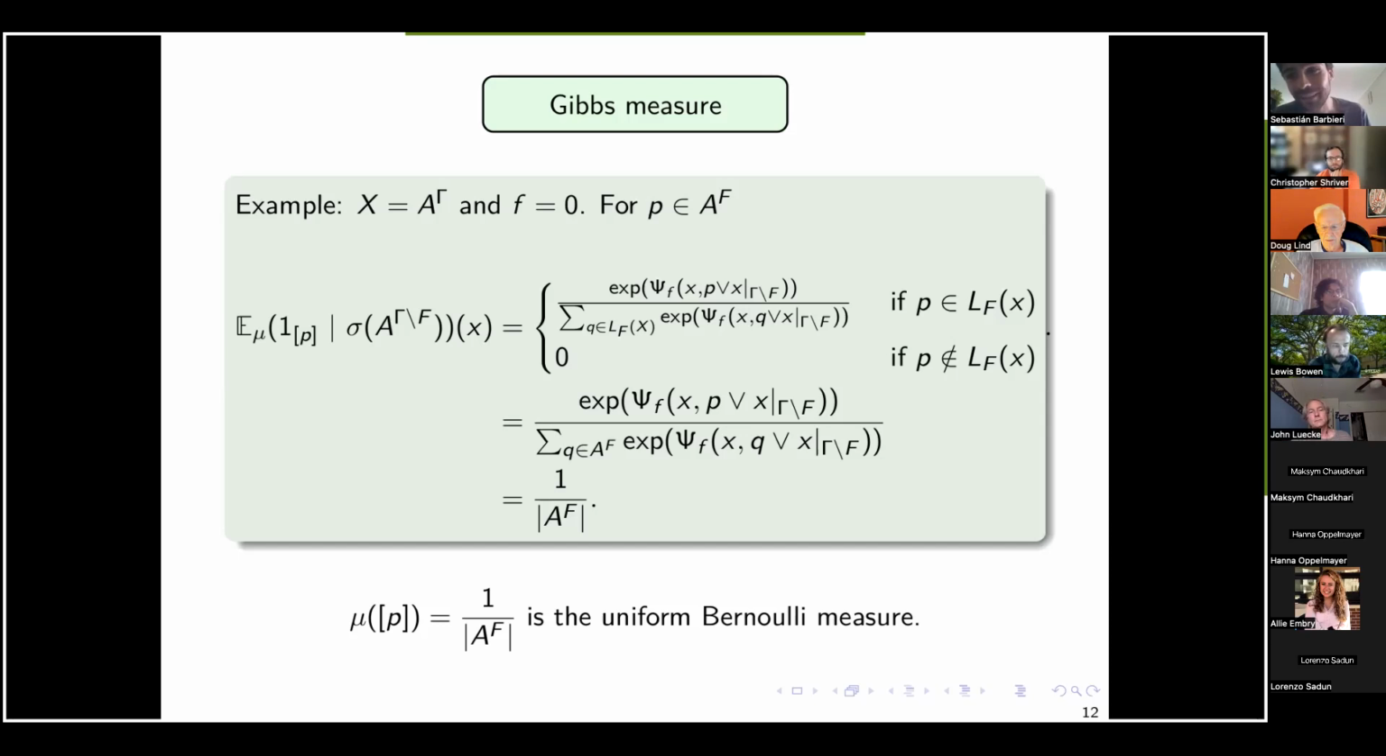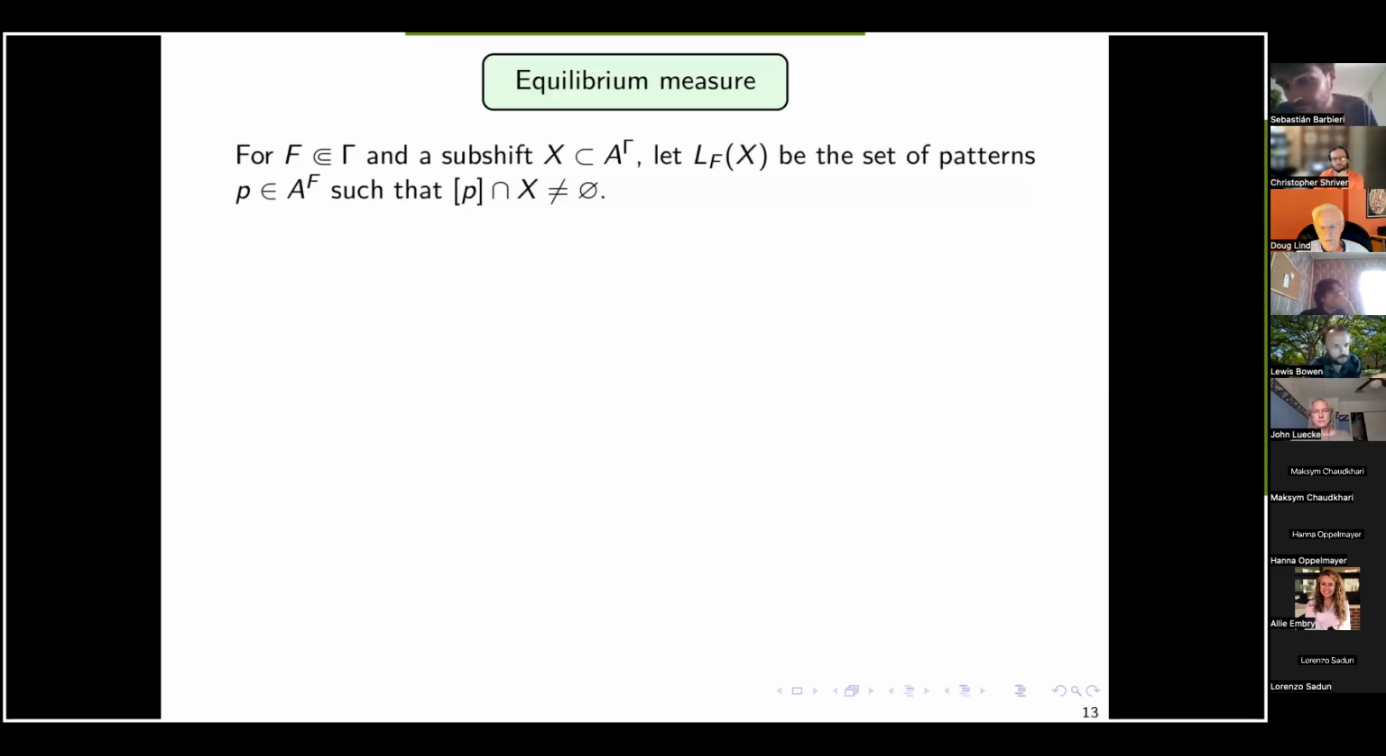Later on, I'm going to give another characterization which I like much better. All right, so those are Gibbs measures. Now I need to tell you what equilibrium measures are. I gave a definition: it's something that maximizes entropy plus the integral of the weight, but I need to tell you what entropy is. If I fix a finite subset of a group and I take a subshift, I can define, similar to before, L_F of X, now as the set of patterns that appear in some configuration in X. So there is some configuration where P appears at position F.